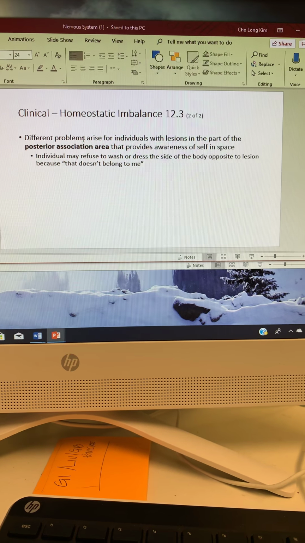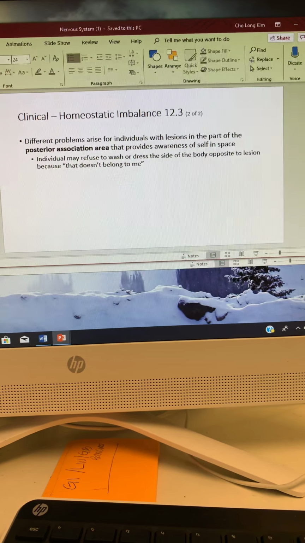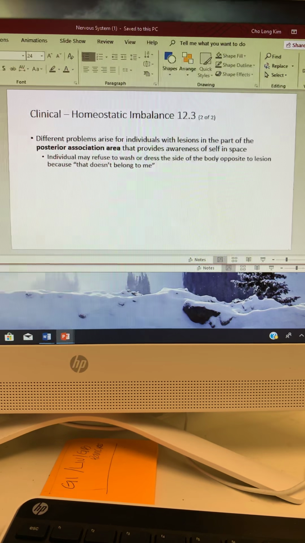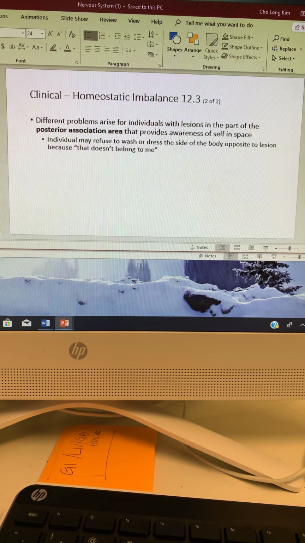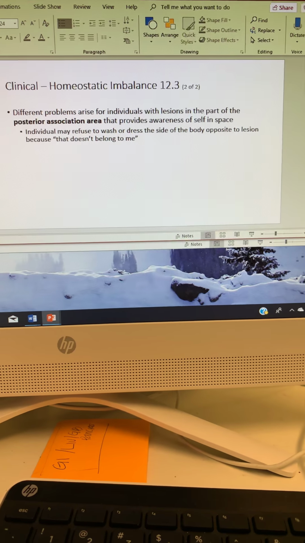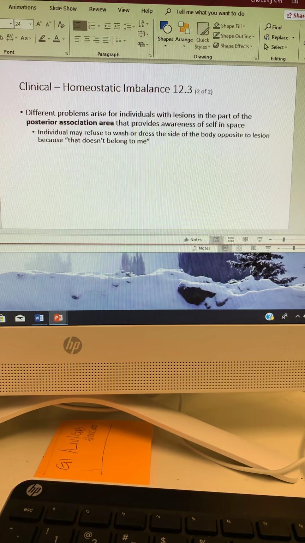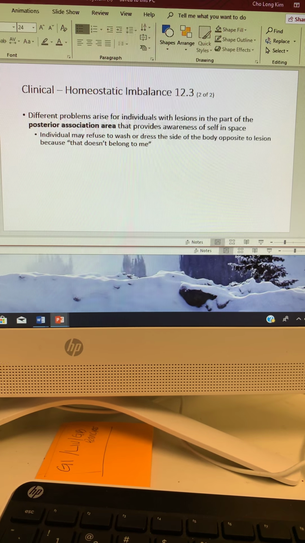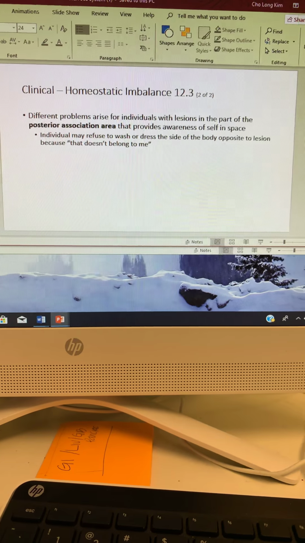Different problems arise for individuals with posterior association area lesions. This area provides awareness of self in space. Individuals may refuse to wash or dress the side of the body that's opposite of the lesion because that part isn't mine.